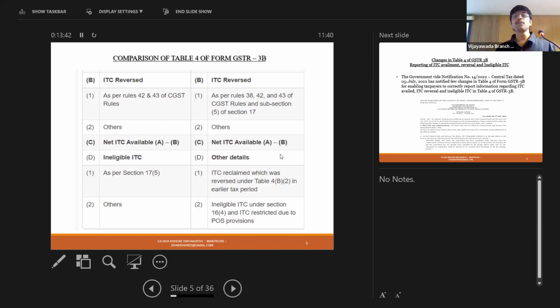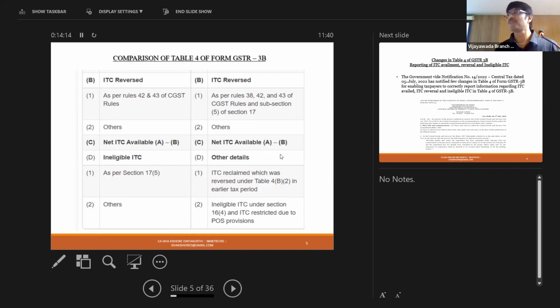You are also required to put forth the 4D, other details. You may be wondering that, sir, earlier also in 3B, if you see at the left side of the table, ineligible ITC as per section 17.5, what is ineligible? As per your books of account and reconciled data with 2A and 2B, what is the other ineligible data? If a data is required to be ineligible, is it because of 17.5 or because of other reasons? You have to punch the data in 3B earlier also.